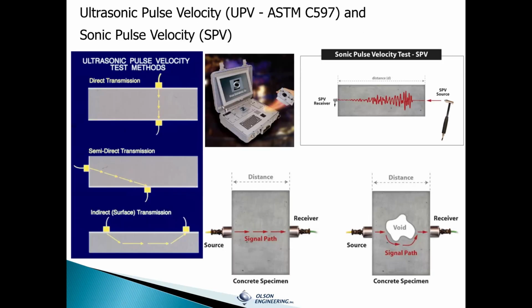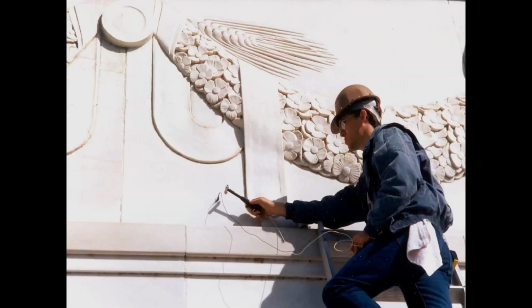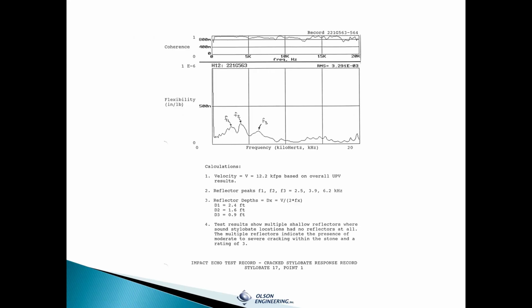We also did the testing with the marble. Here we are on the outside, up above, with that instrumented hammer going through it and testing it. And here we saw, interesting enough, the stylobate had multiple echo depths. They were tight. There was still some continuity, but it was showing depths from these peaks at F3, F2, and F1 of 0.9, 1.6, and 2.4 feet.